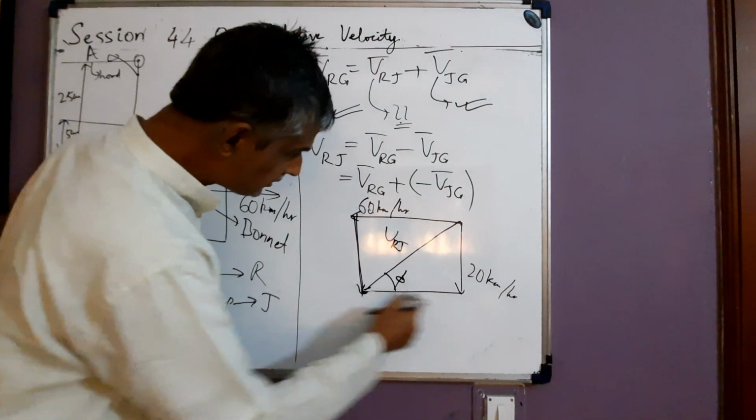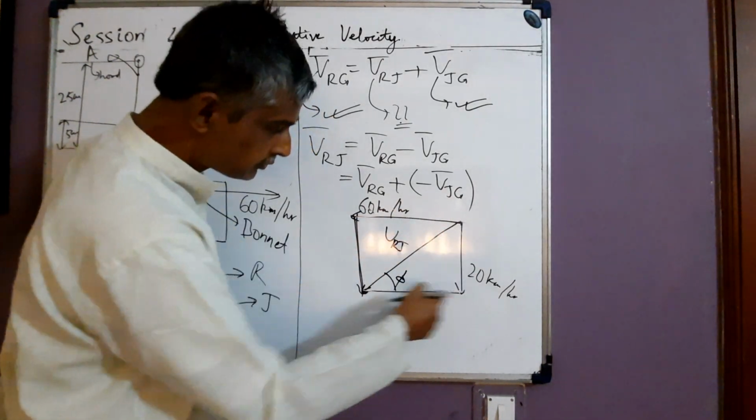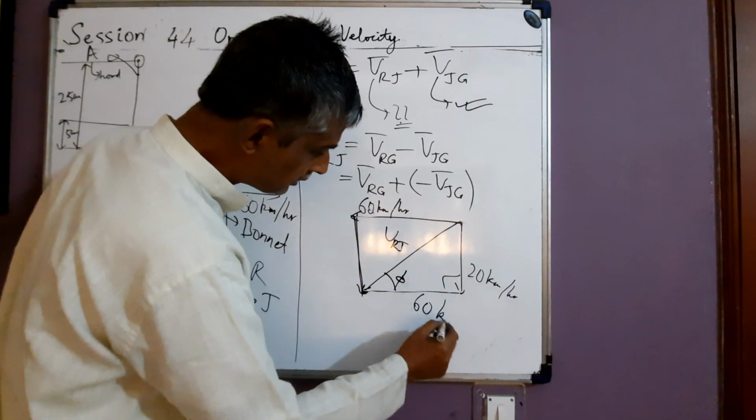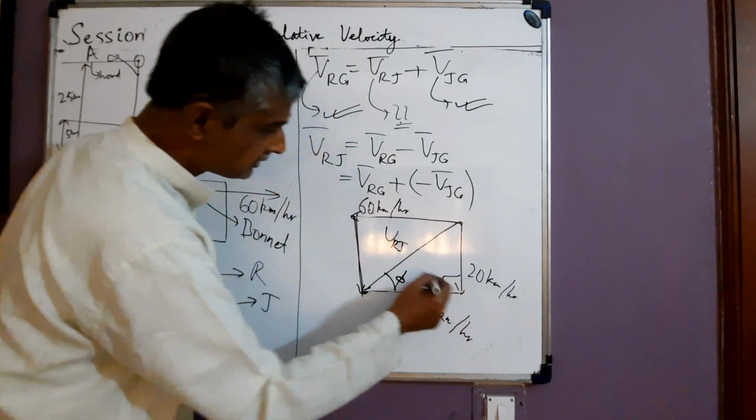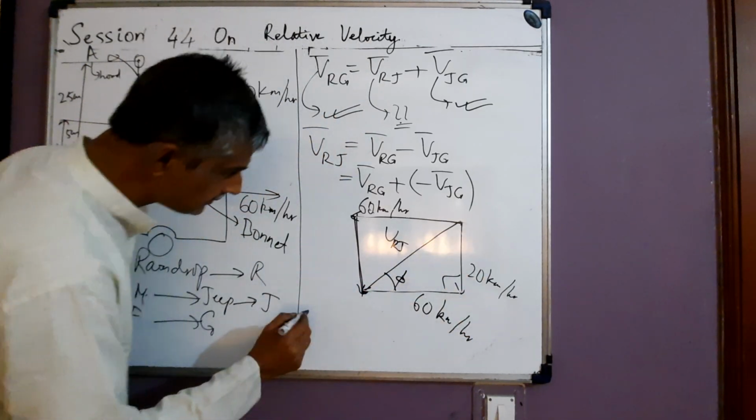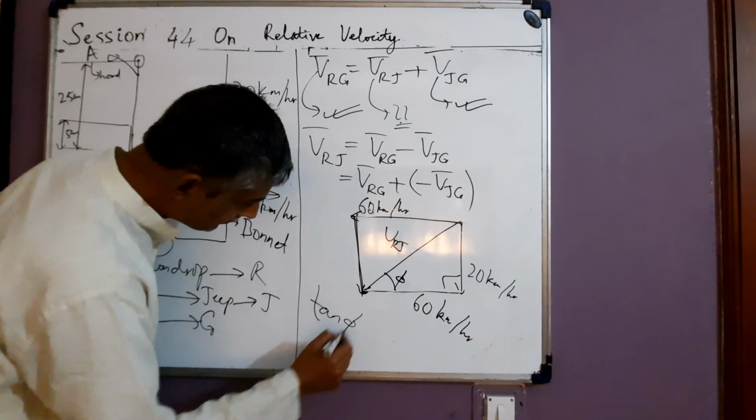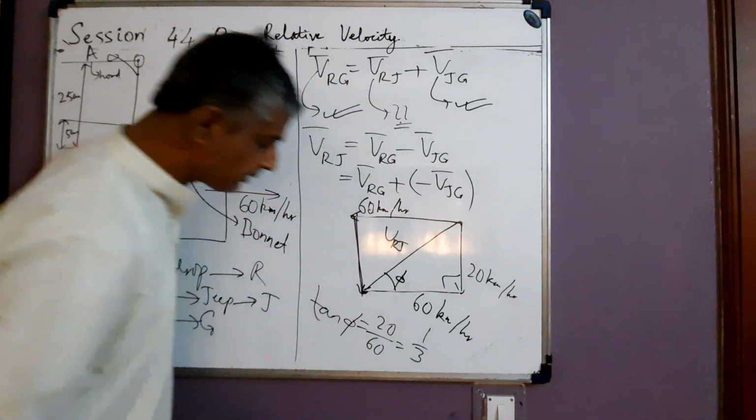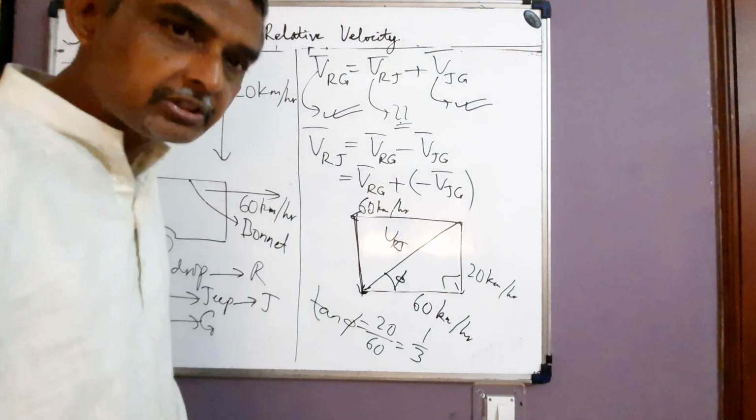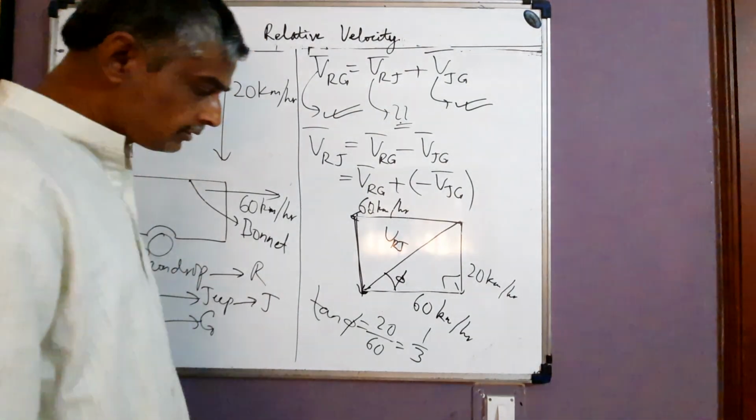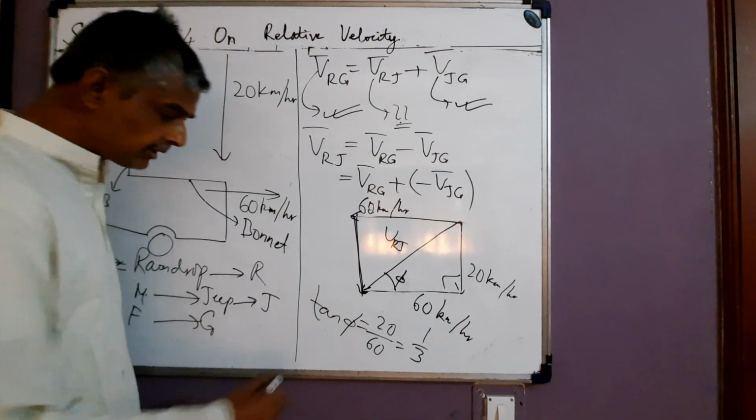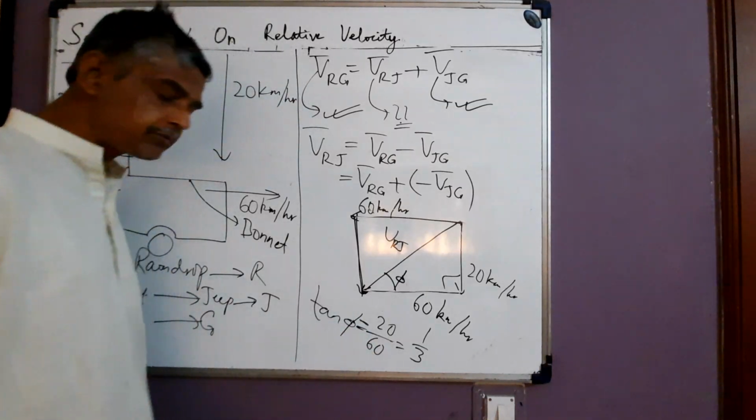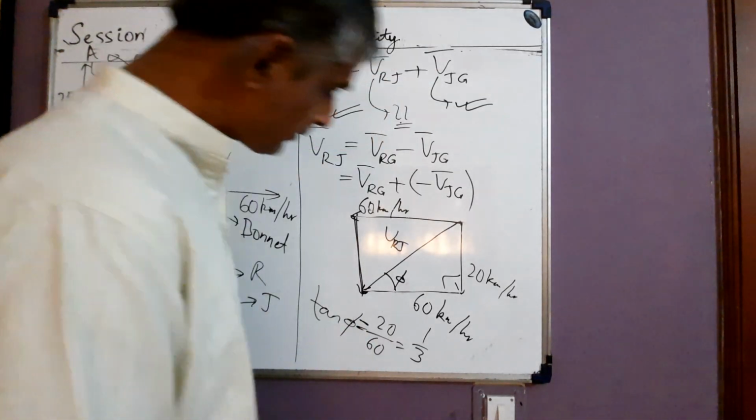So this is 20, this is 60. This is 60, this is also 60. This is at right angle to the 60 km per hour. So in this right angle triangle, tan phi is this by this. Tan phi is 20 by 60, that is 1 by 3. So tan phi is equal to 1 by 3.